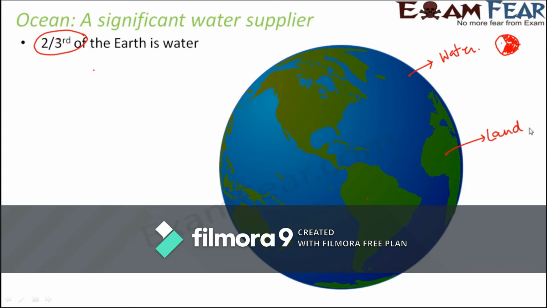So green color represents land. And see, there is so much of blue color. That's because 2/3 of the earth is water. And most of this water is present in the seas and oceans. Water comes from these oceans to various water bodies like rivers, lakes, ponds, etc. And then we get the water that we need from these smaller water bodies like rivers, lakes and ponds.